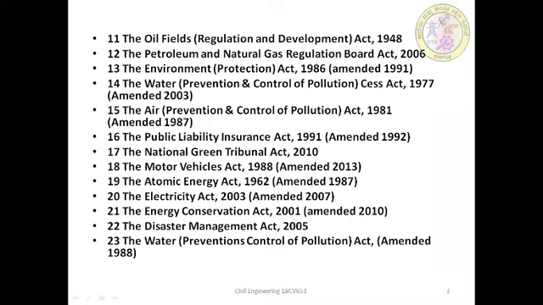Then the 23rd is the Water Prevention and Control of Pollution Act. It was amended again in 1988. This act provides for the prevention and control of water pollution and the maintaining or restoration of the wholesomeness of water, for the establishment of boards to carry out the aforesaid purposes, for the prevention and control of water pollution, for conferring on such boards powers and functions related thereto, and for matters connected therewith, plus the Water Prevention and Control Rules 1975.